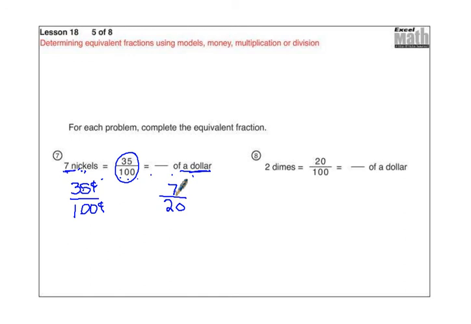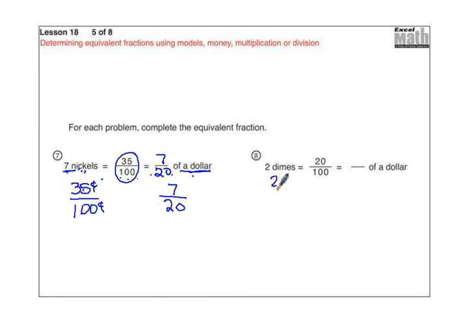So 7 out of 20 is the other fraction that we can use to describe the nickels as part of a dollar. 7 nickels out of 20 total nickels that make a dollar. All right, see if you can do number 8 on your own. Pause the video, turn it back on when you're ready for the solution.